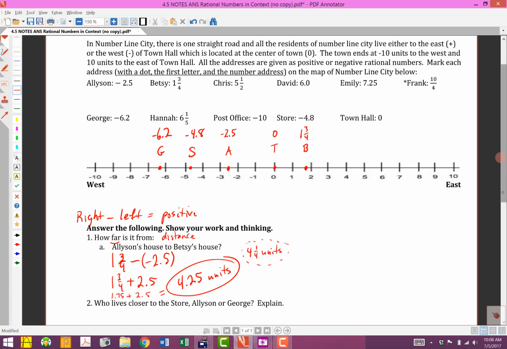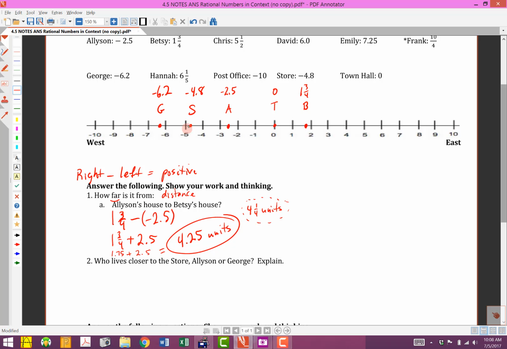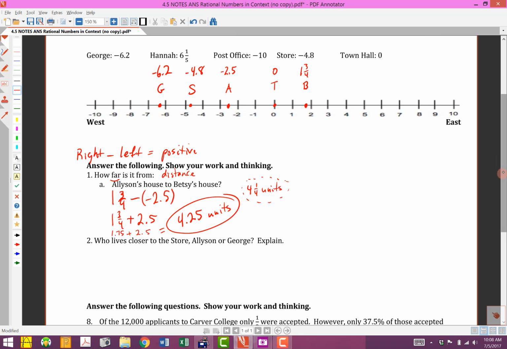So what we want to do is, now you may be able to eyeball this. It definitely looks like George is closer to the store, but let's double check and make sure that the numbers kind of bear that out. So if we want to find how far Allison is from the store, let's stick with this whole idea of doing right minus left, and it will figure out a positive answer for us. So what we're going to do is negative 2.5 because Allison's on the right, and then we're going to subtract the store's address of negative 4.8.